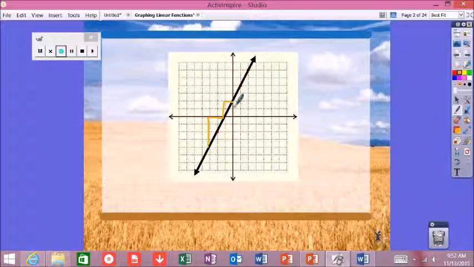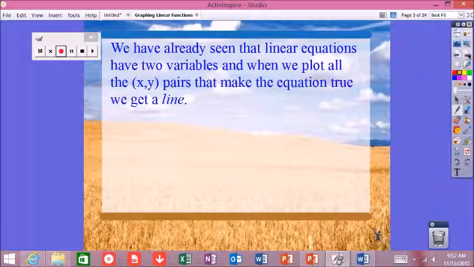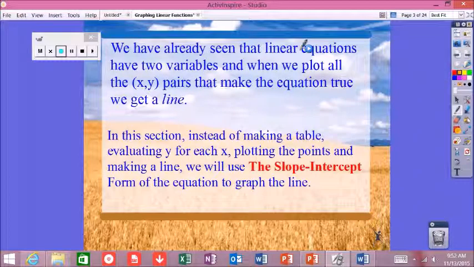We're going to use two pieces of information to write our equations. We're going to use the slope of the line and the y-intercept. We've already seen that graphing linear equations with two variables requires us to plot x and y pairs. When we plot the x and y pairs that make the equation true, we have graphed a line. So in this section, instead of making a table and plugging in and solving input and output, we're going to use slope-intercept form.